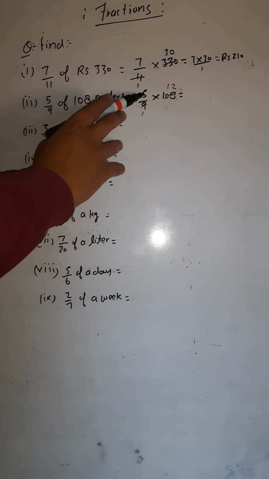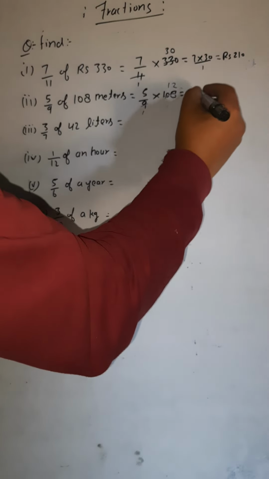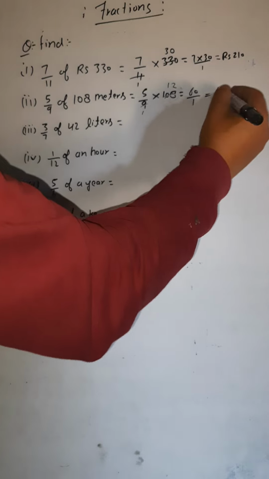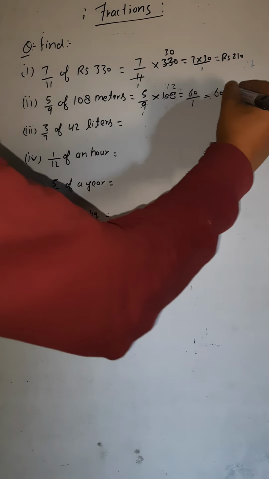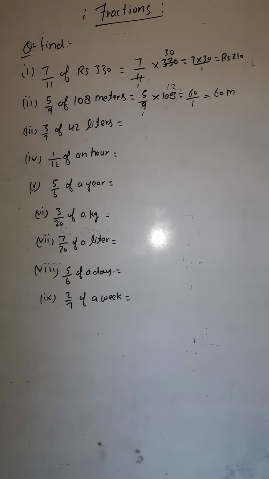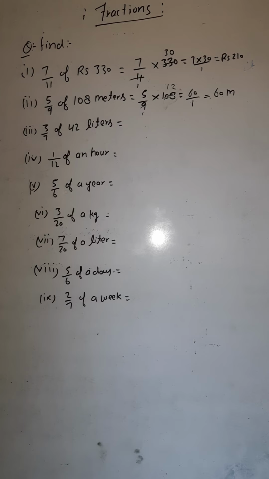Okay, now you can multiply. 12 5 ja 60 by 1. 12 5 ja 60 by 1. So answer would be 60 meters. So 5 by 9 of 108 meters would be 60 meters. Okay. Similarly, you would do the third question also. 3 by 7 of 42 liters. Okay. Similarly, you would do the fourth question also.